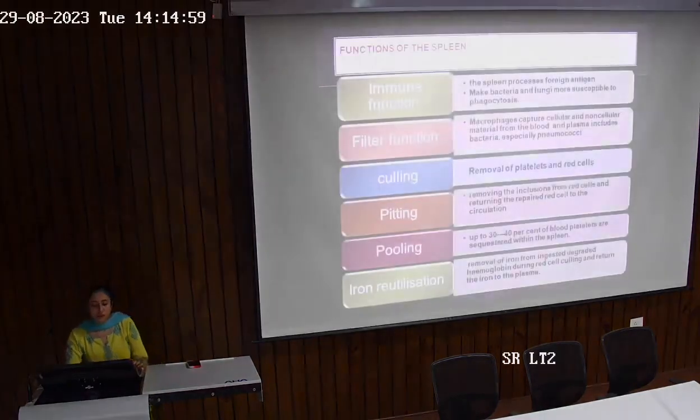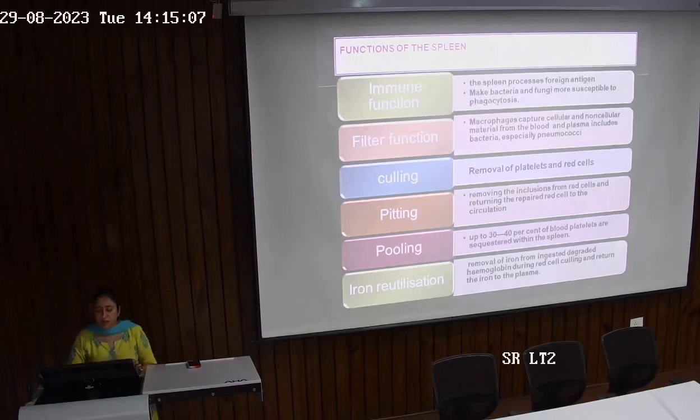Now what are the functions of the spleen? Spleen has multiple functions. Firstly, the immune function. The spleen processes foreign antigen and makes bacteria and fungi more susceptible to phagocytosis. This is its immune function. Then the filter function, it acts as a filter for the macrophages when they capture cellular and non-cellular material from the blood and plasma, including bacteria, especially pneumococci.